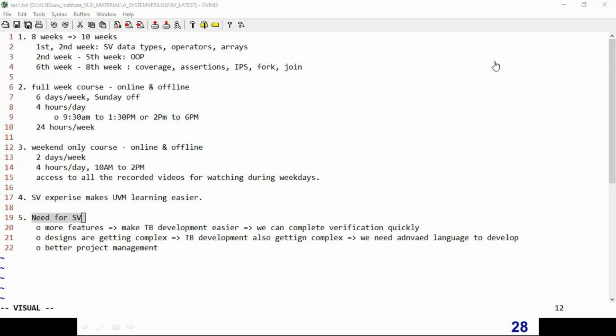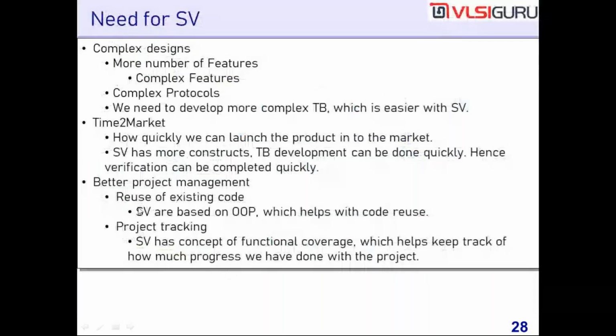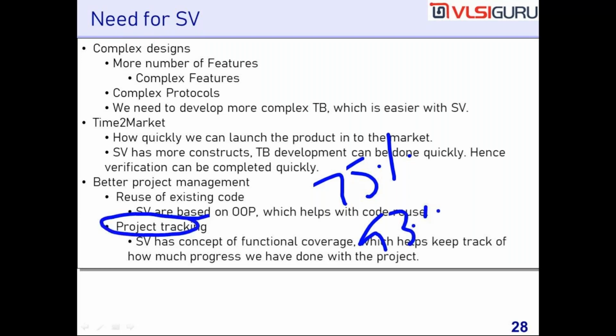So can you tell me what is better project management? I told you, right? Better project management is reusing the existing code. You can easily develop the project code by using the existing code. And what is meant by project management? You can easily tell what stage the project is at. You can track the project progress. If I tell you how much percentage of verification is complete, in System Verilog you can easily see the numbers and tell I have done 75%, now I have done 93%. That is easily possible in System Verilog because it has something called functional coverage. In Verilog, this concept is not there. Is that clear to you?